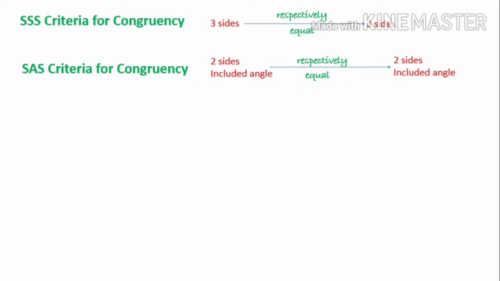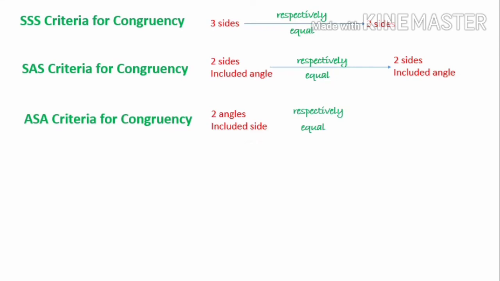Here S stands for side and A stands for angle, and the angle is included between the sides, means the angle is in between the sides. That's why it is called the included angle. The third one is ASA criteria for congruency. Here A stands for angle, S stands for side. It says two angles and the included side of one triangle are respectively equal to two angles and the included side of another triangle, then we can say that the two triangles are congruent. Here the side is included between the angles, so it is called included side.